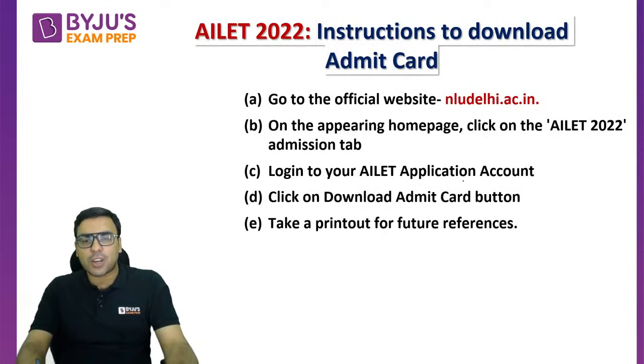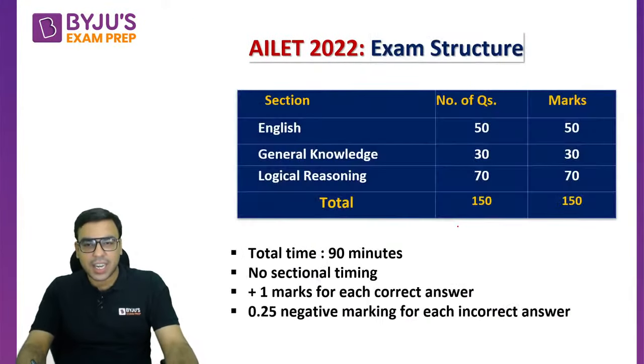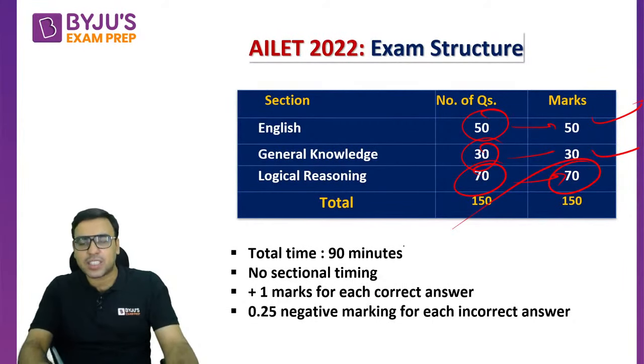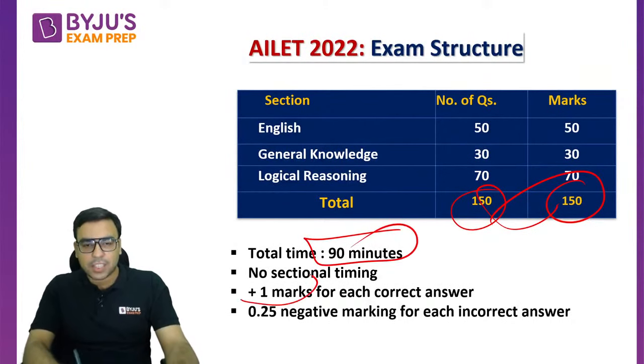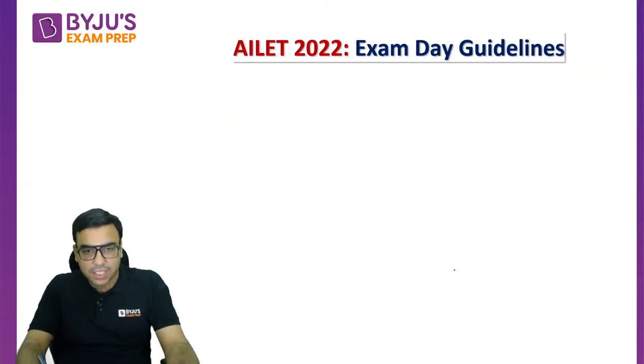Now, these things we have already said how to download it. These are the websites and all. I have discussed it in detail. So this is the exam pattern actually. 50 questions, 50 marks for English, 30 questions, 30 marks for general knowledge, logical reasoning, 70 questions, 70 marks. So 150 questions, 150 marks. Okay. +1 if you are right, -0.25 if you are wrong. This is how it is set.